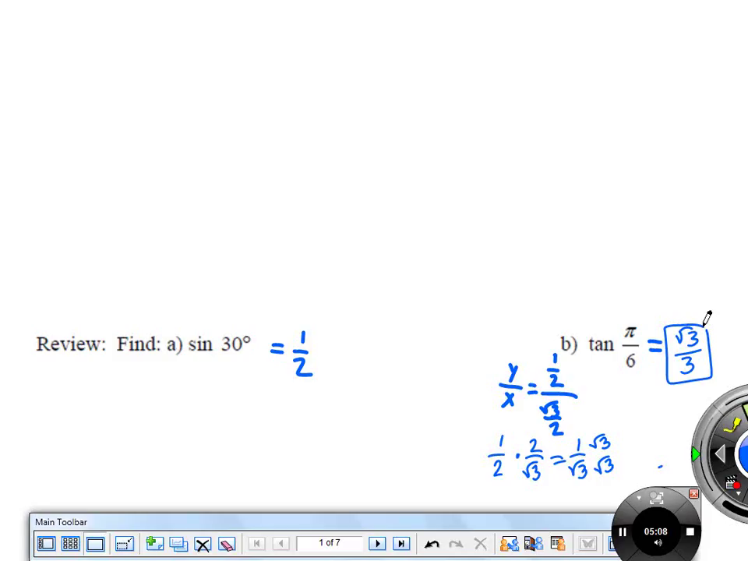Okay? So is everybody okay with what it's asking us, straightforward? When they give you the angle in degrees or radians, you find that spot. And then when they're asking you the cosine, they're asking you for the x coordinate at that spot. The sine is the y coordinate, and the tangent is the y divided by the x coordinate. Okay? Are we good with that?